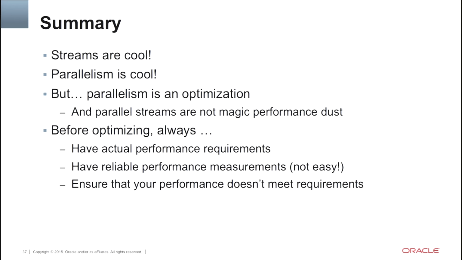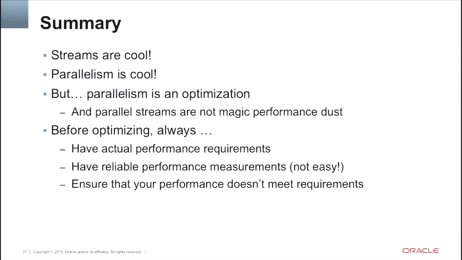Okay, so let me just sum up here, and then I'll have time for some questions. Streams are cool, yay. Parallelism is cool, yay. But parallelism isn't magic. Parallelism is an optimization, and parallel streams are not magic performance tests. So, like always, before optimizing, if you remember nothing else from this talk, remember this last bullet point: before optimizing, have performance requirements. If you don't have performance requirements, your code is by definition fast enough, and optimization is by definition burning your employer's money.